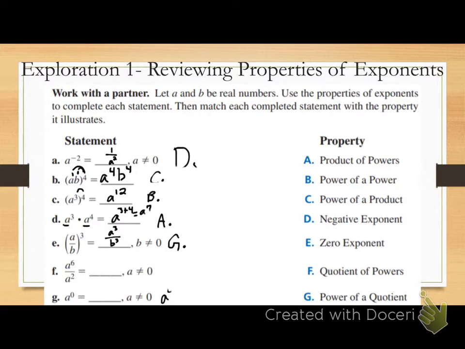Okay, letter F. A to the 6th over A squared. Anyone have any ideas how to approach this one? Very good. Subtract 6 and 2. What's 6 minus 2?